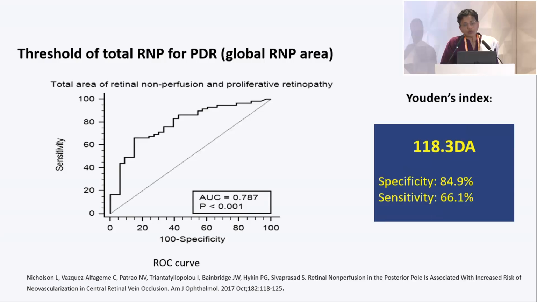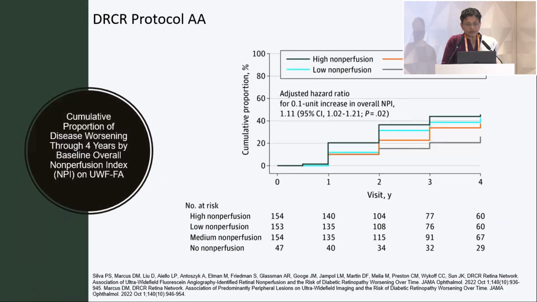We also looked at the total retinal non-perfusion that is likely in a patient with PDR, and this accuracy test suggests that we need about 100 disc areas of retinal non-perfusion for an eye to develop new vessels at the disc. This is the DRCR Protocol AA. They produced the same results, but of course in a larger population and in a trial. They also showed the cumulative proportion of disease worsening or progression to PDR is higher in eyes with the highest non-perfusion. You can see the Kaplan-Meier graph.